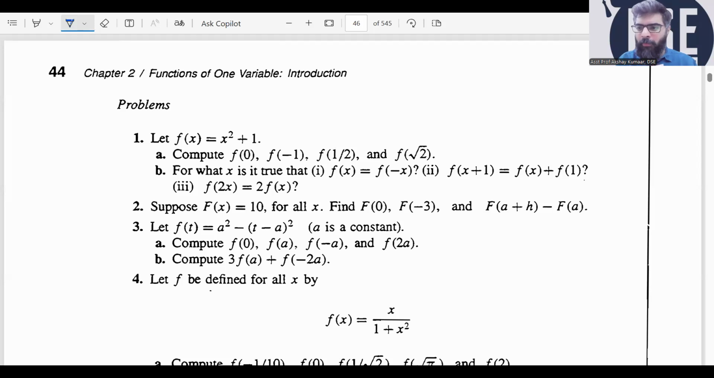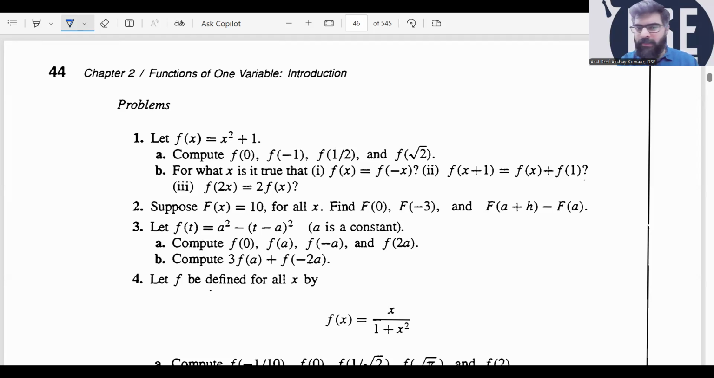Okay, I hope I'm audible to all my students who are attending this particular lecture for the Mathematical Methods for Economics course. In this lecture, I'm going to start with the discussion of some of the practice problems from chapter 2 of the book Mathematics for Economic Analysis by Sydsaeter and Hammond. This is one of the major books I prefer to follow for my mathematical methods for economics course.